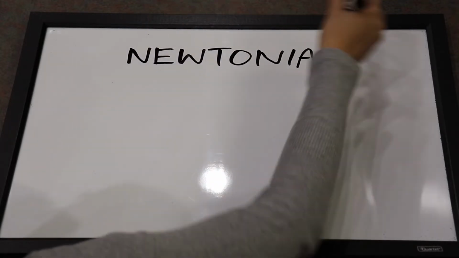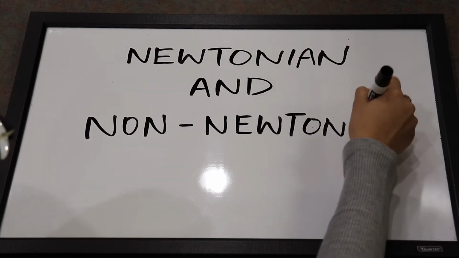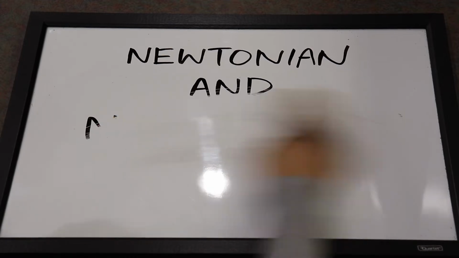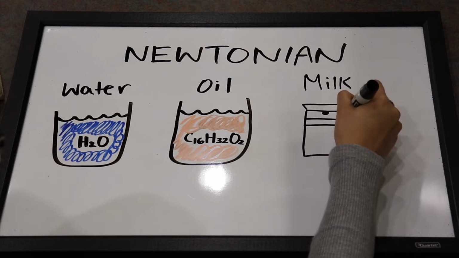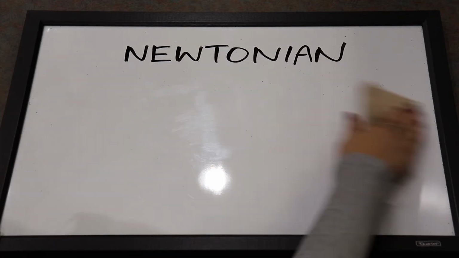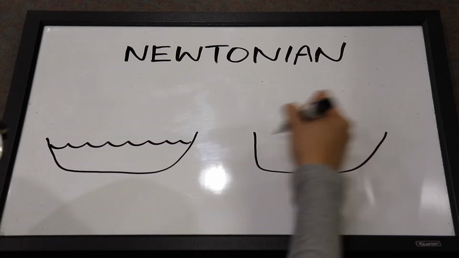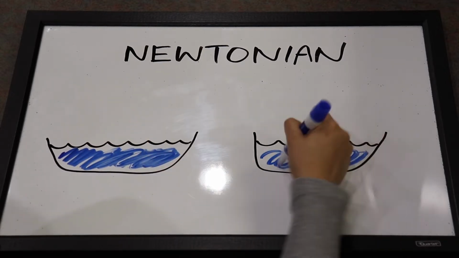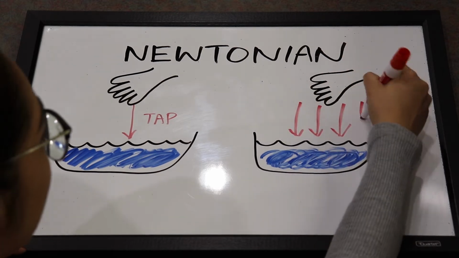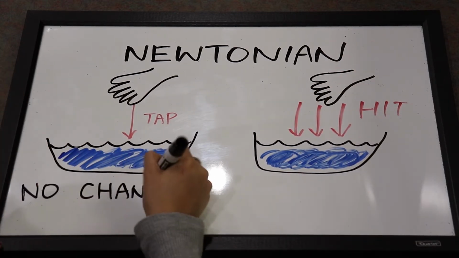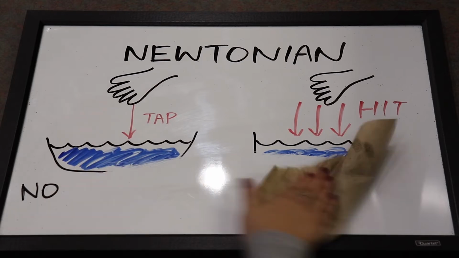There are two different types of fluids, Newtonian and non-Newtonian. Newtonian fluids are what you may be most familiar with, like water, oil, and milk. These are fluids where the viscosity remains constant even when the force applied changes. That means whether you gently tap the fluid or hit it aggressively, the viscosity doesn't change. The only factors affecting their viscosity are temperature and pressure.